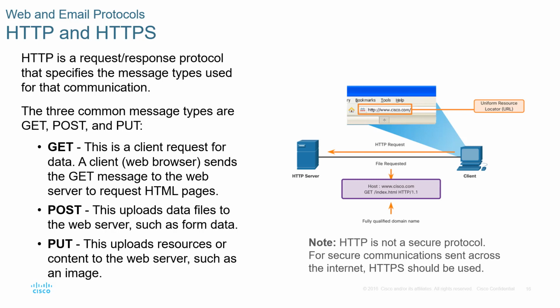PUT basically is to upload a web resource or content to the web server, such as an image. So if you're uploading an image, it's using PUT. If you're trying to upload specific types of data, it might use a POST request. If you're retrieving content, it's using a GET request. Again, these are just three of the more common types of messages in our HTTP and HTTPS request types.